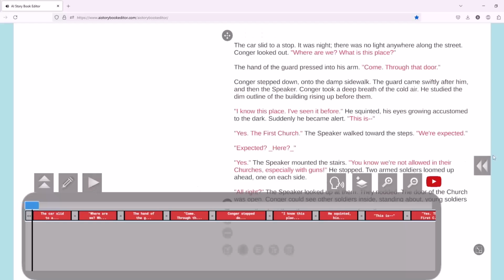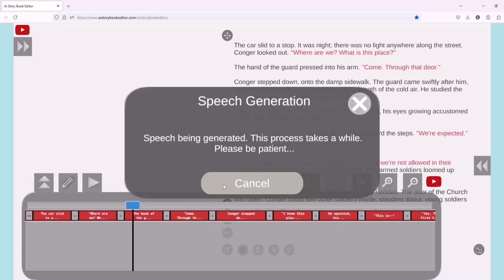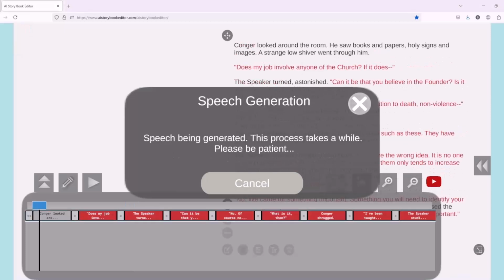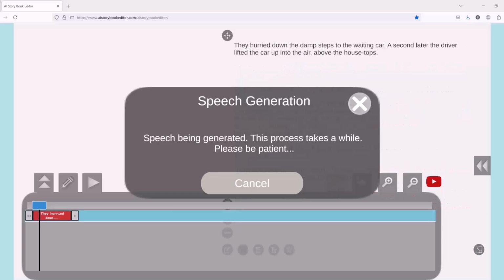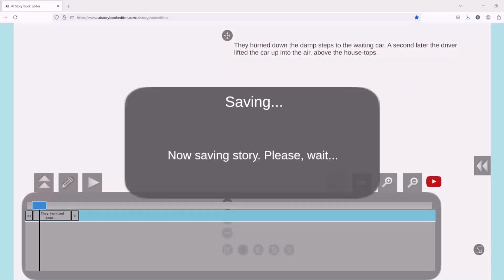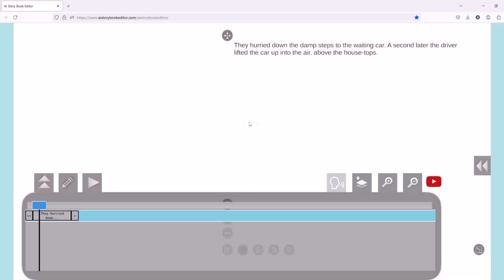Okay, so now we are going to do the rest of the chapter just by pressing here and generating the rest of the chapter. Okay, the generation of the speech has been completed for the first chapter.